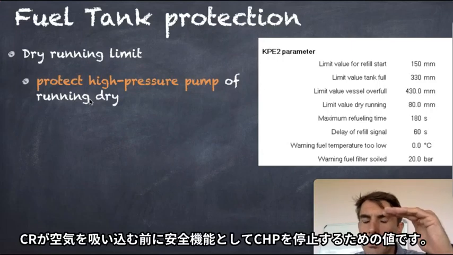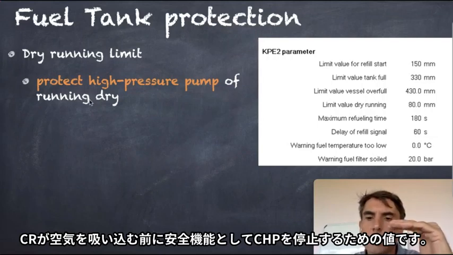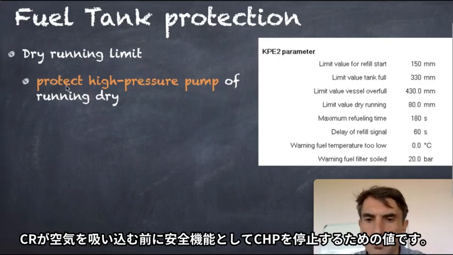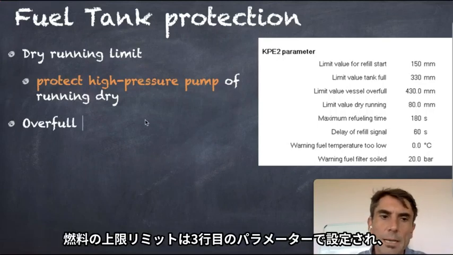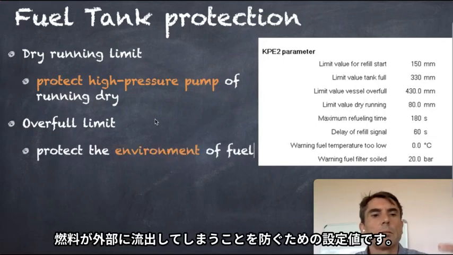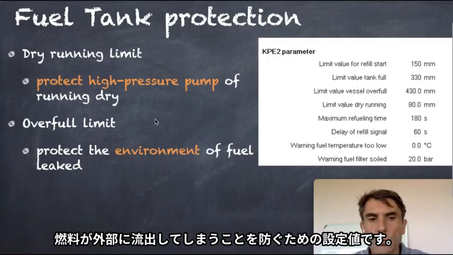So if the level goes underneath a certain level in the fuel pump unit tank, before we start to suck air into the system and the common rail pump runs dry, we have this protection system which will stop the CHP with an error for running dry. Then we have the overfill limit. Overfill vessel is on 430 millimeter at this point. We actually protect the environment from fuel leakage.